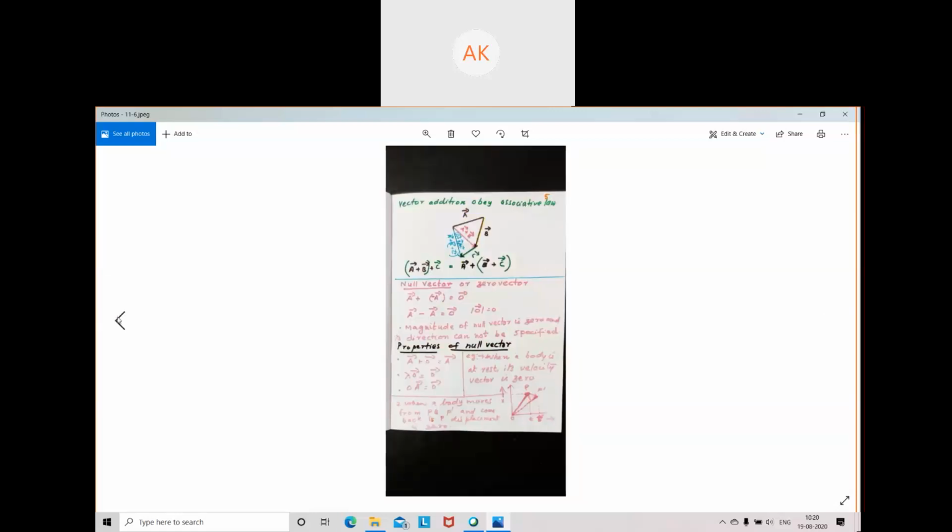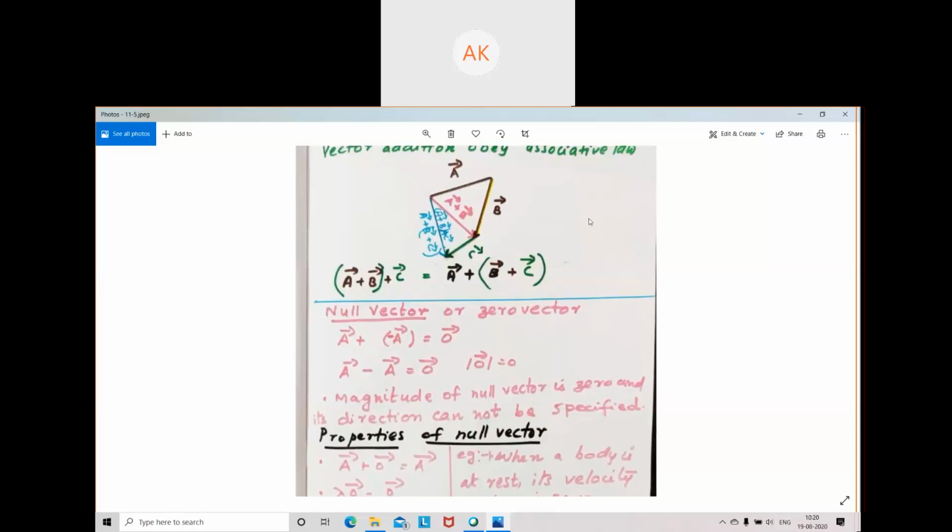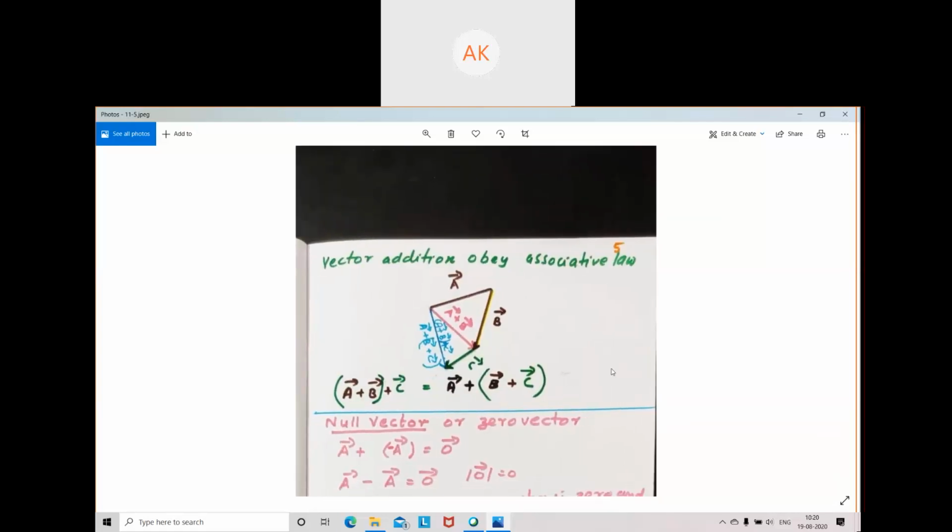Okay, this one. Vector addition obeys the associative law. That also we have to see with a diagram. A plus B plus C, with the bracket grouping, equals A plus B plus C with the other grouping. We have to show that. A, B, C are three vectors. Both are the same. We have to prove that in order to show the associative property. Vector addition obeys the associative law.